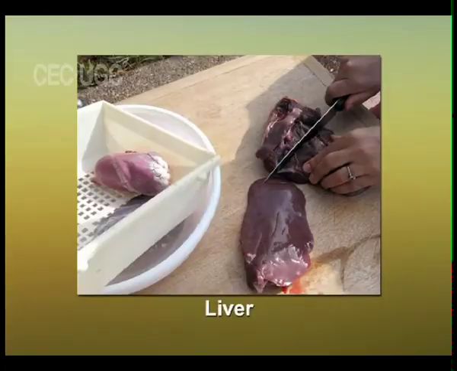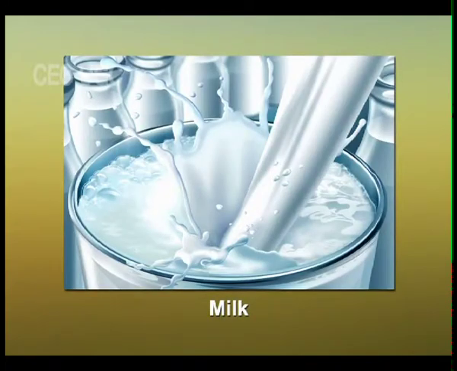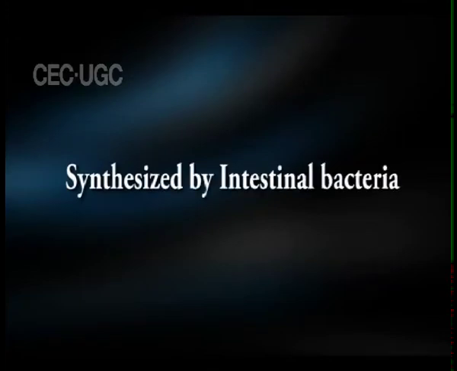Rich sources are liver, kidney, egg yolk, milk, and molasses. In vegetables, nuts, and cereals, it is present in moderate amounts. It may be synthesized by intestinal bacteria, which is a more potent source than that obtained from the diet. Although it is synthesized in sufficient amount by intestinal bacteria, yet 150 to 300 micrograms is recommended daily.